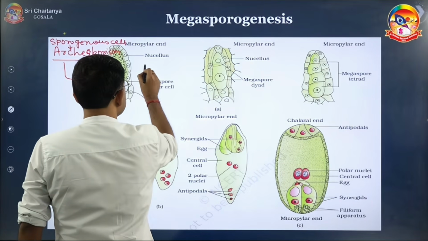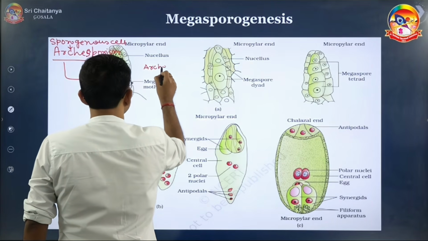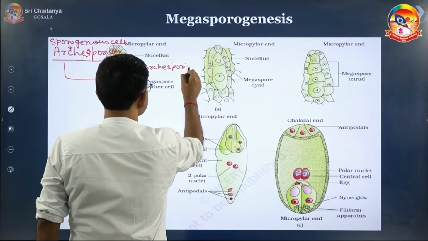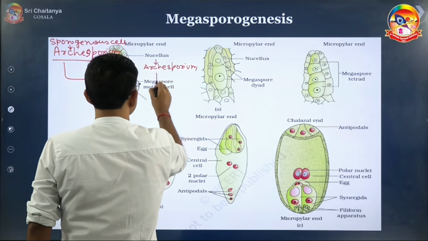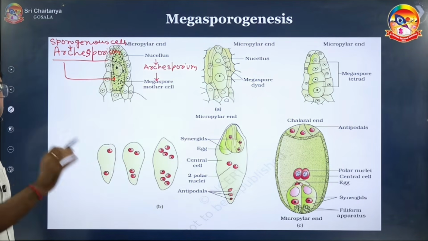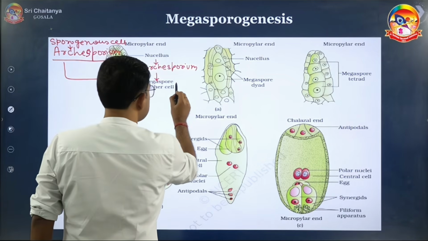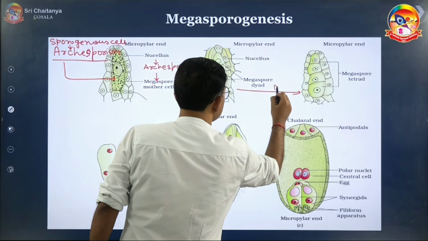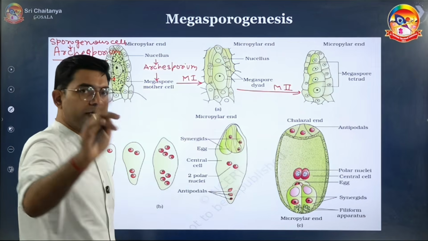This is nucellus. Nucellus becomes archisporium. Archisporium becomes megaspore mother cell. This megaspore mother cell undergoes meiosis. This is meiosis 1 and this is meiosis 2. So meiosis 1 and meiosis 2 together is a single meiosis.